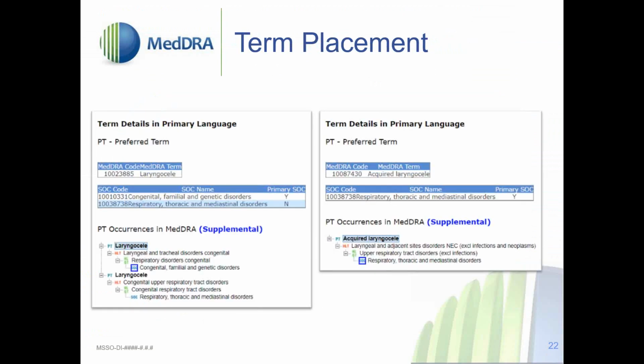So let's have a look. There's the placement there. Just to summarize what we've shown you in the browser, you can see clearly that the congenital is in the congenital SOC as the primary and the respiratory is secondary, whereas the acquired laryngocele is in the respiratory. So exactly what we've just seen.